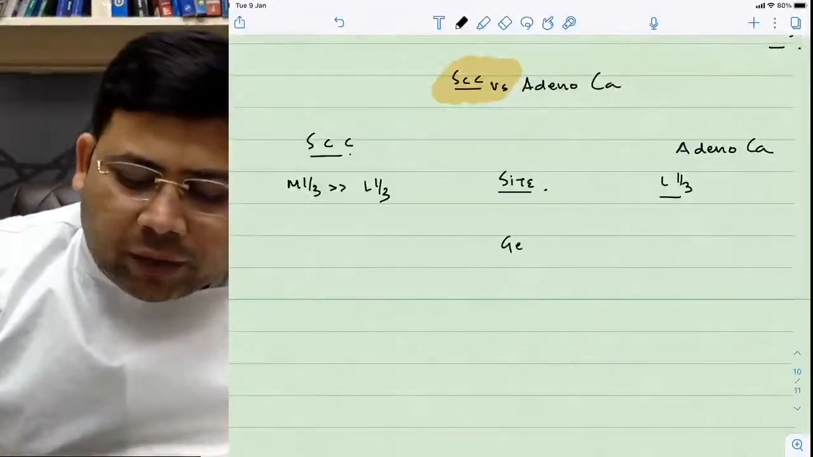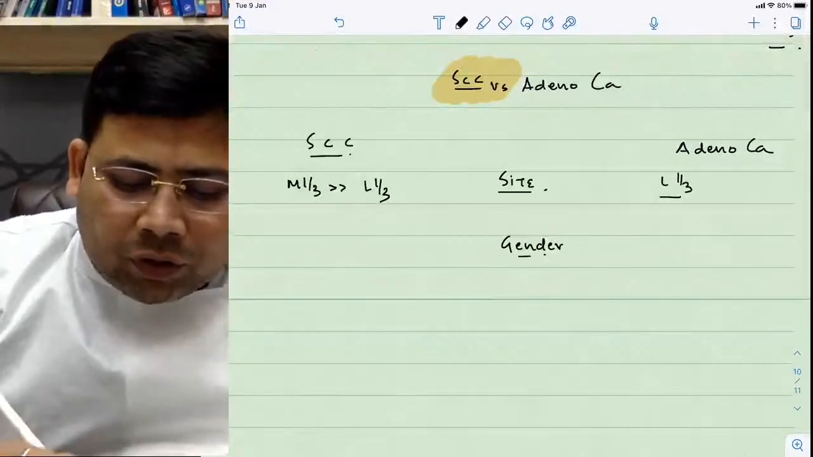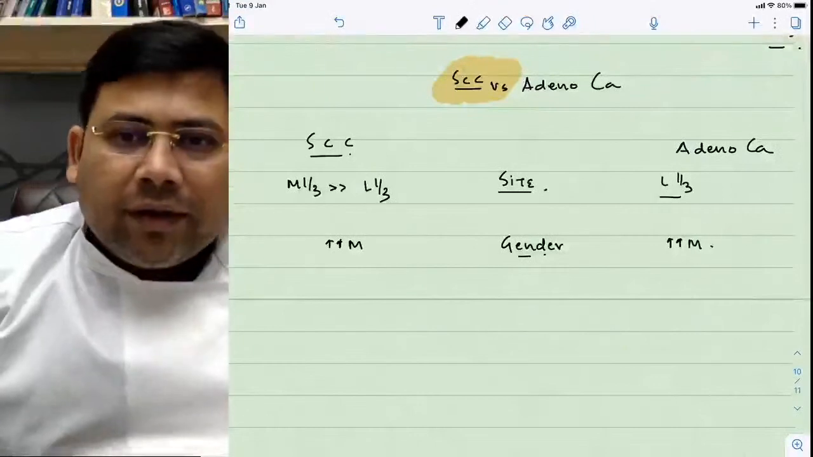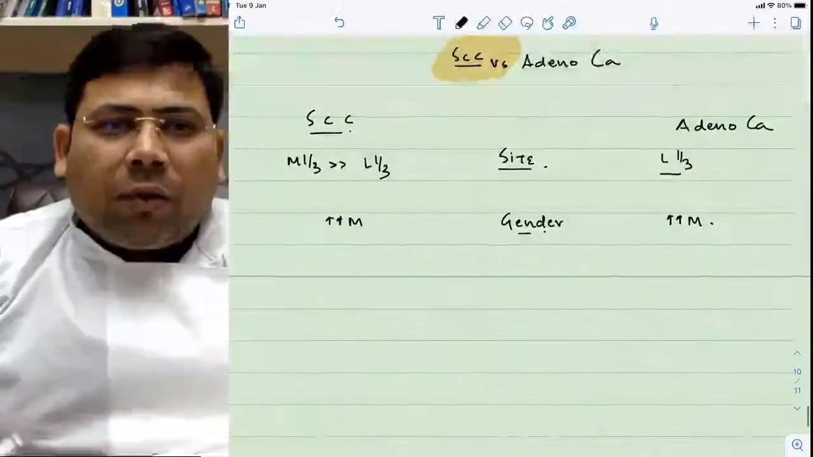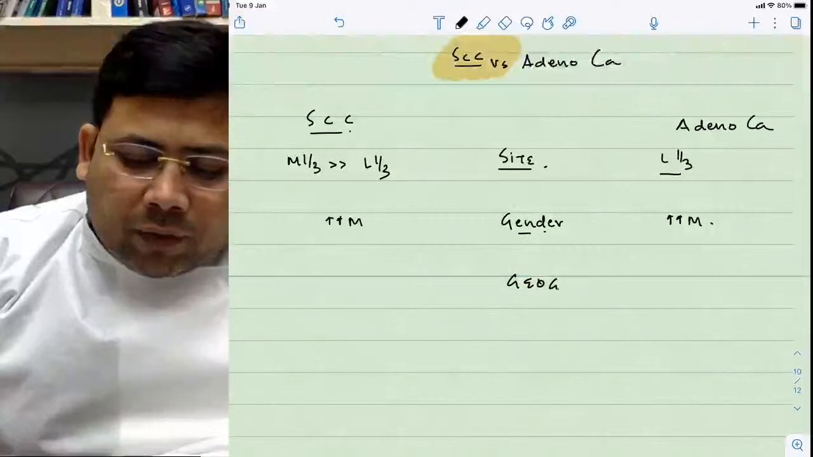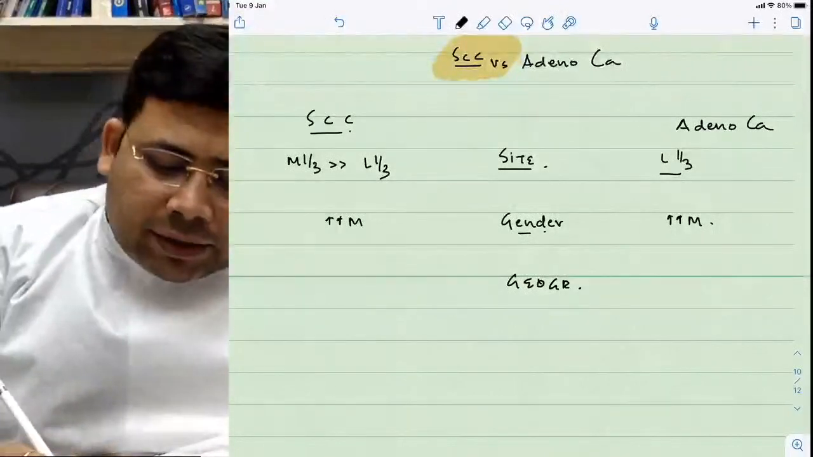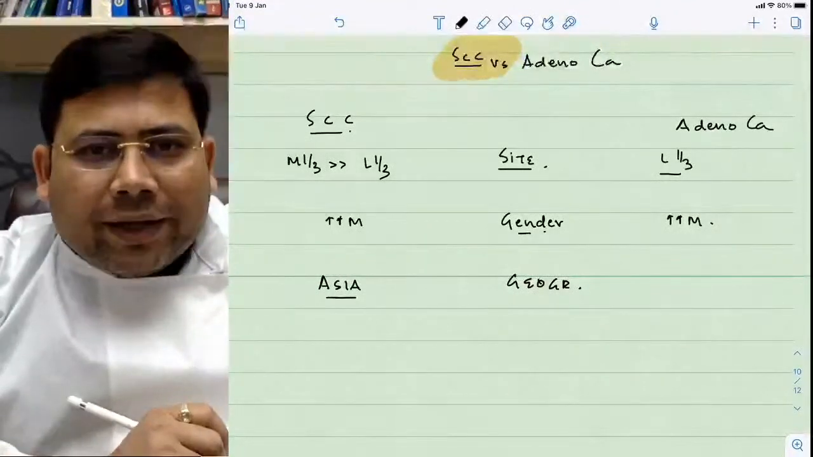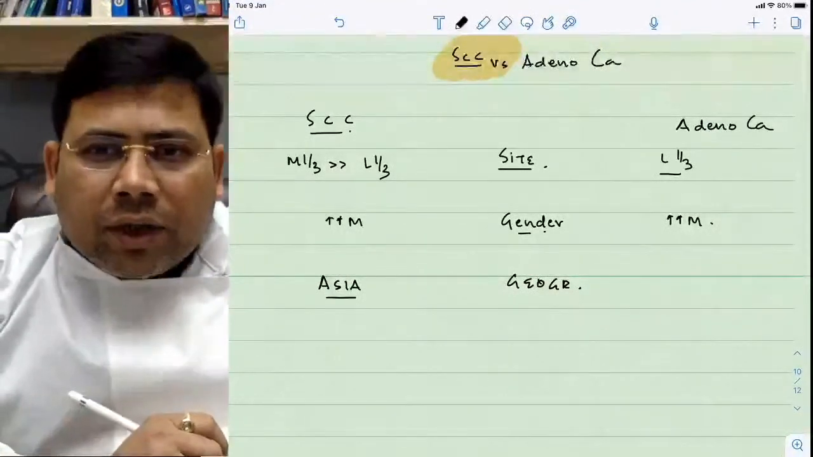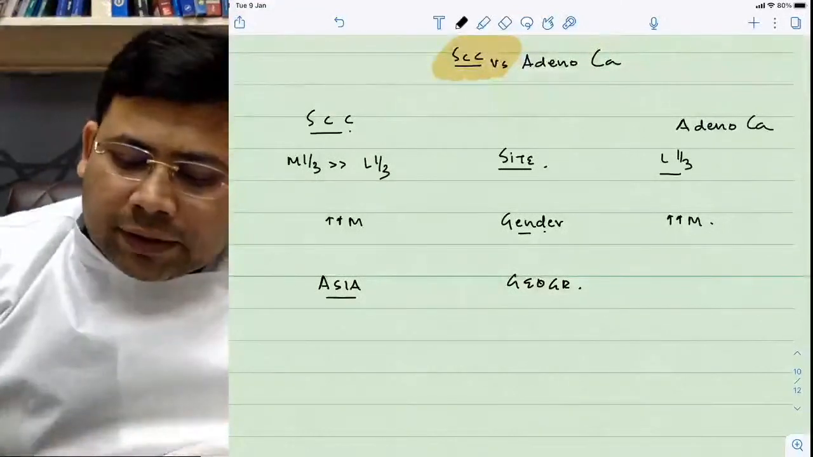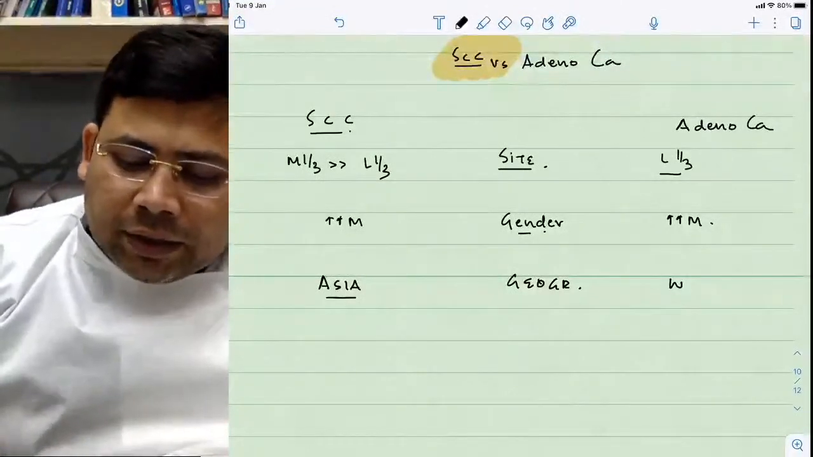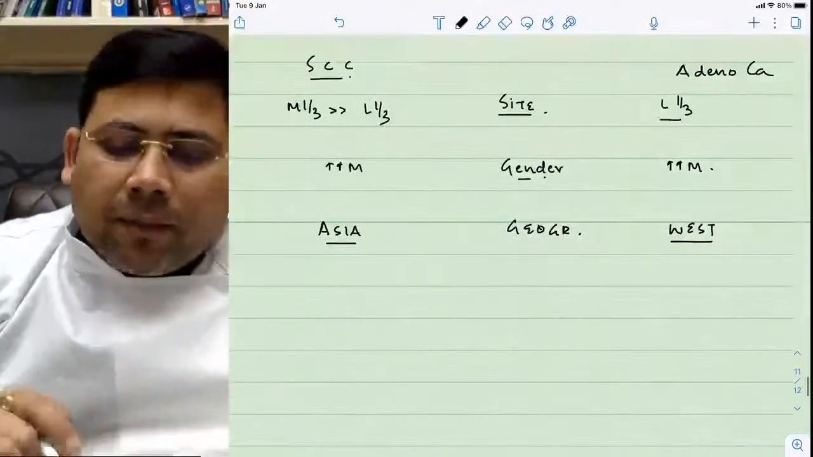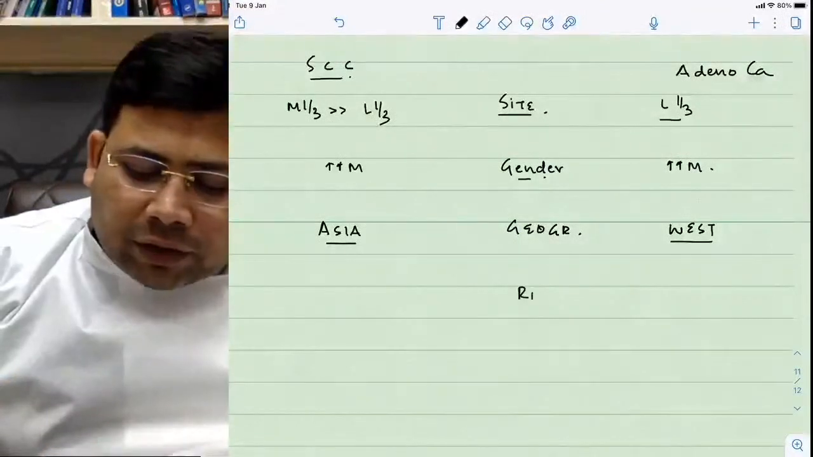Then if you talk about gender, both of them are male predominant. It's not like adenocarcinoma is female predominant. Then if you talk about the geography, SCC is common in the Asian subcontinent. And what about adenocarcinoma? It is the West, all those developed countries in the West, where it is very common. Then let us talk about the risk factors also.